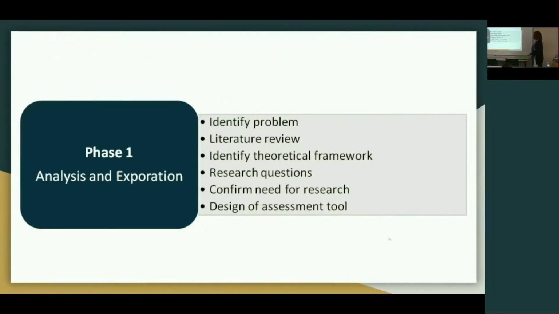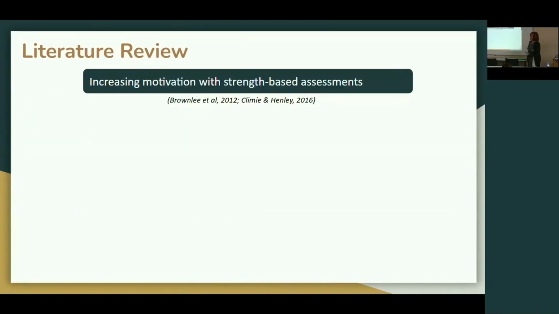And the first phase, we've just identified the problem. And so the next phase is the literature review. So the first theme that I came across is how motivation is impacted by strength-based assessments. So first of all, Climie and Henley had reported that most traditional psychological assessments really are deficit-based, and they don't have a lot of focus on strengths.